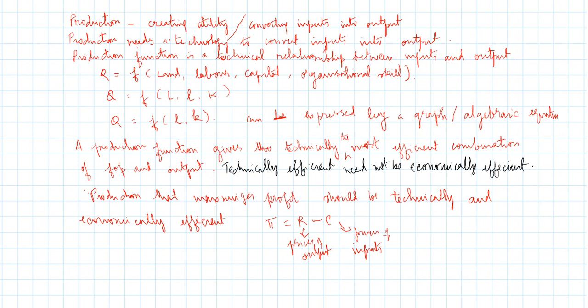But for the time being, it is important that we understand what is technically efficient production and what is economically efficient production. Economically efficient production is one where we have a level of output that gives the maximum profit. Technically efficient production is one which uses the least amount of resources for producing a given amount of output. So this much you will have to understand.